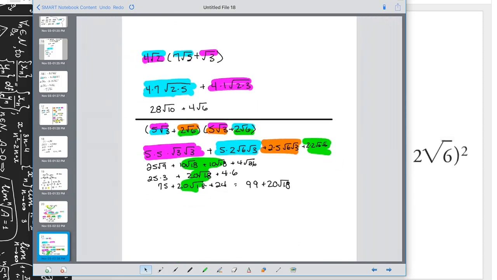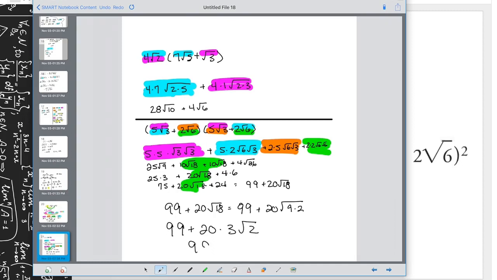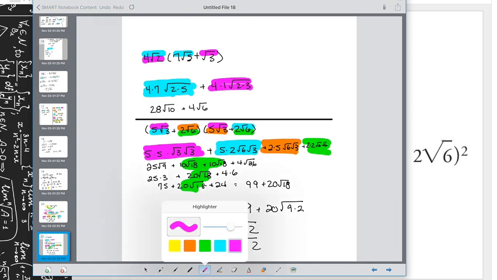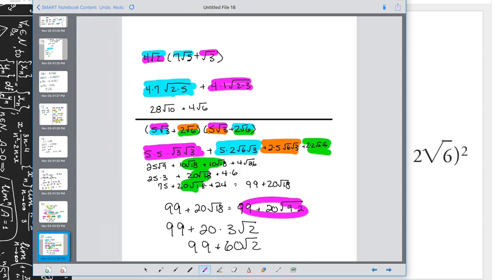Can I simplify root 18? So I have 99 plus 20 root 18, which simplifies to 99 plus 20 root 9 times 2, which simplifies to 99 plus 20 times 3 root 2, 99 plus 60 root 2. You need to be aware that if we plugged this into our calculator, it would have equaled the same thing, but it wouldn't have been the simplest form. This is our simplest form.